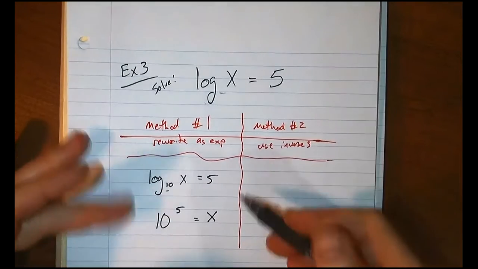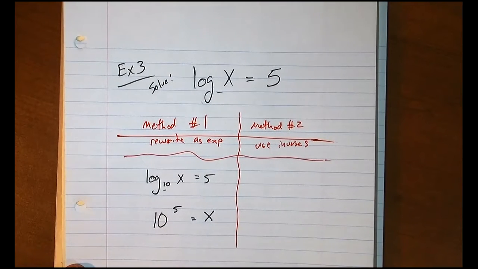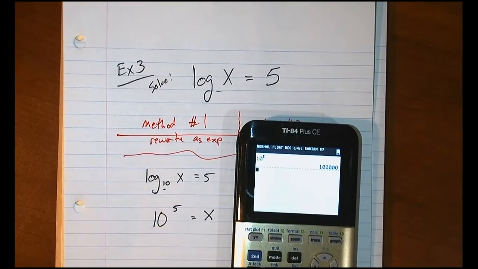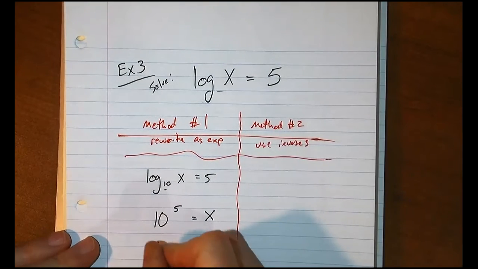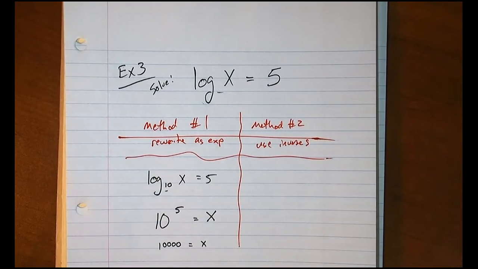And so notice when I do this, I do end up with the x all by itself equal to something. And now I can just type that in my calculator. 10 raised to the 5th power is, and there's my answer. It's 10,000, which I probably should have known because we just solved that a minute ago in example number 1. But that's okay. All right, so that would be method number 1.